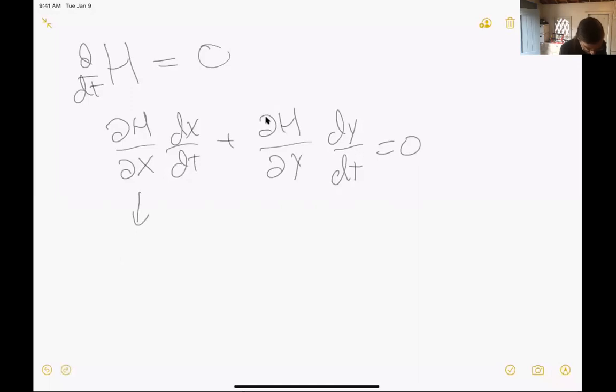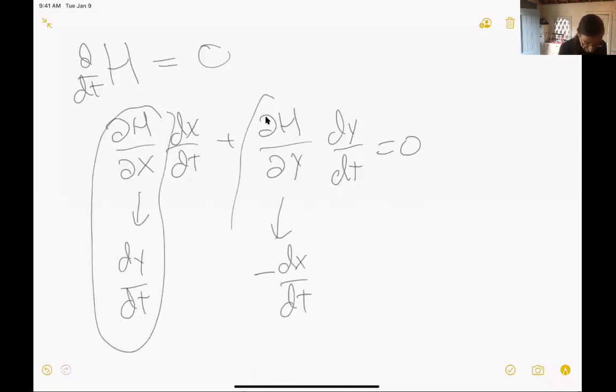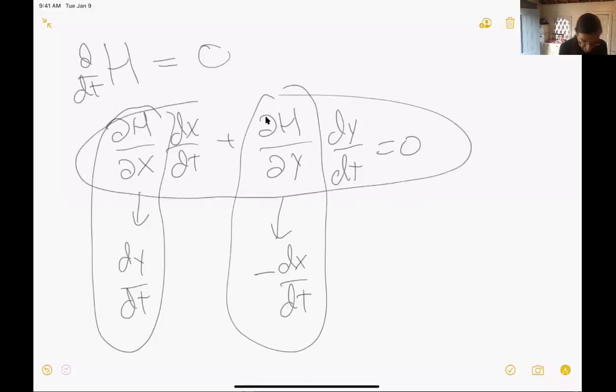Yeah, this is equal to dy dt, and this is equal to the negative of dx dt. Everybody see that? If the partial of h with respect to x is dy dt, and the partial of h with respect to y is minus dx dt, then I know that this sum has to equal 0. Is that clear? I hope that's clear.